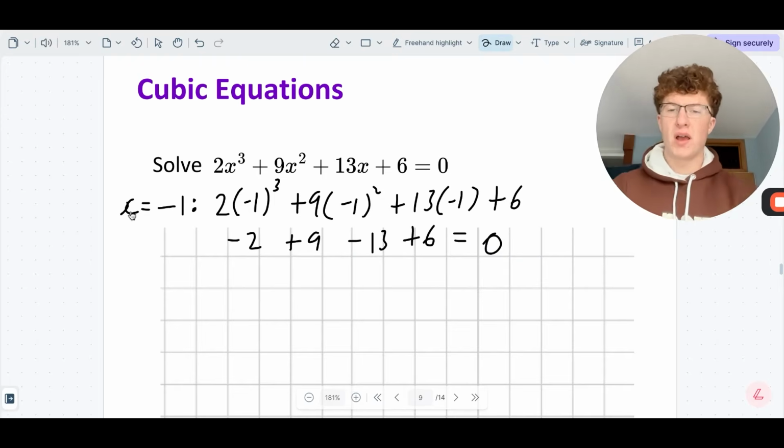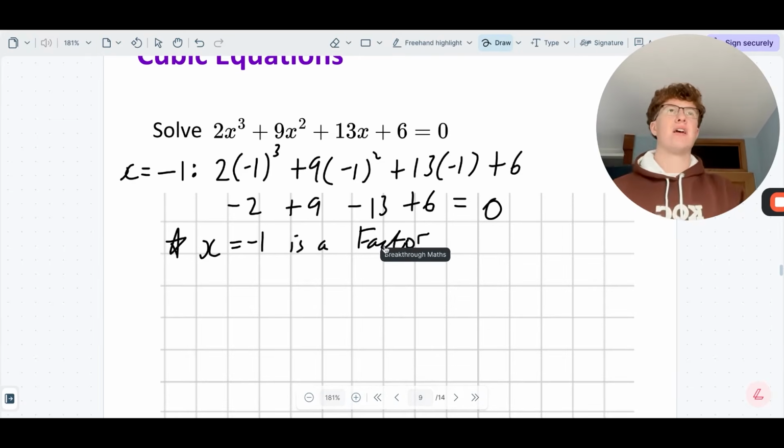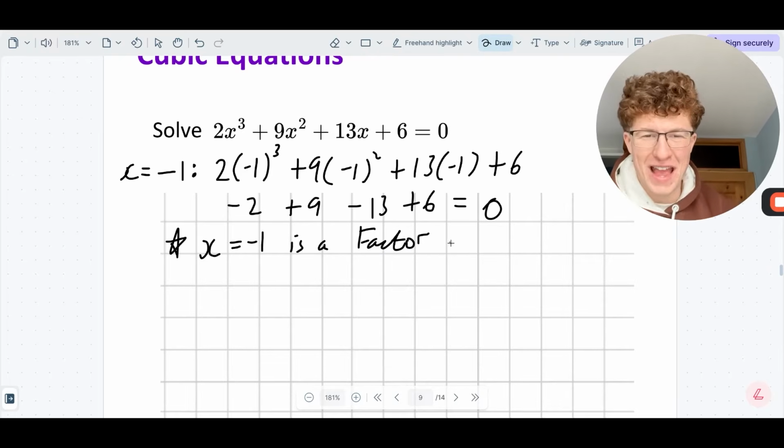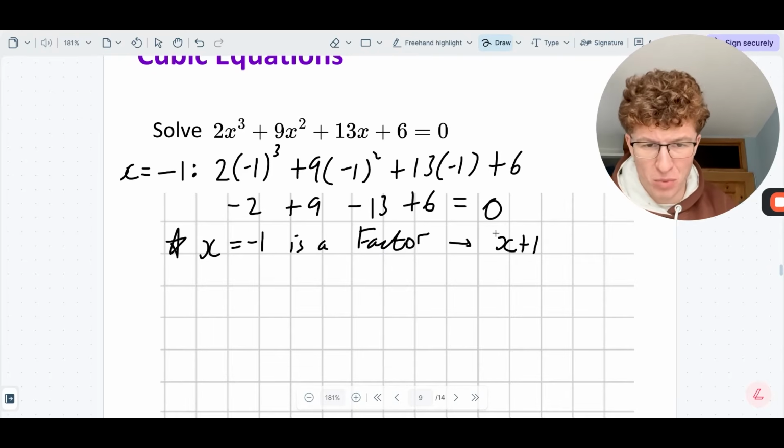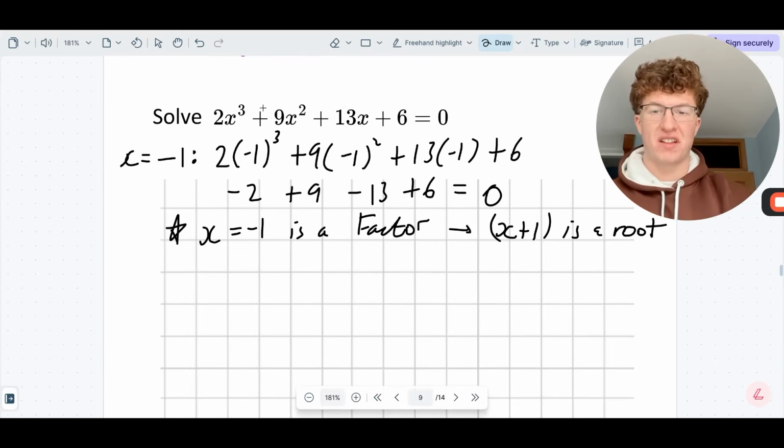So we know, key here, x equal to minus 1 is a factor. That means that x plus 1 is a root. So we have a root. How do we get the other 2 roots? Because this is a cubic equation, it has 3 roots.